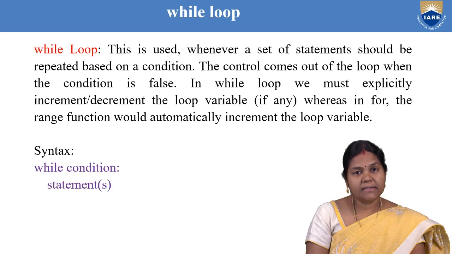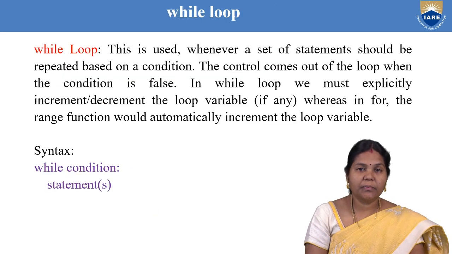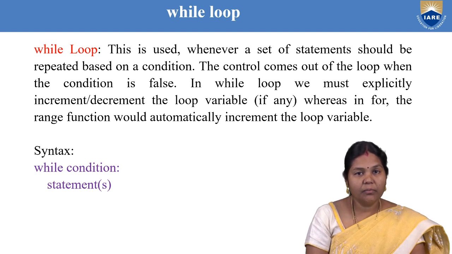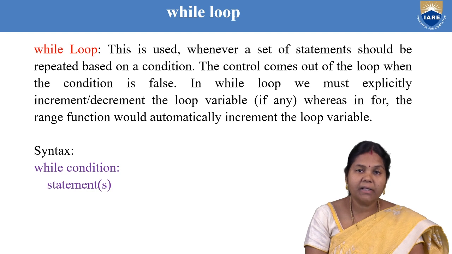Now let us discuss the second kind of loop used popularly in Python, that is called the while loop. Now in a while loop, we will first test a condition. Based on the test condition, a block of statements will be executed. If the condition is false, then it will come out of the loop. Until that condition becomes false, it will repeatedly execute the block of statements written inside the while loop.